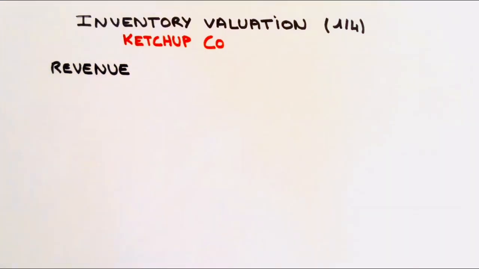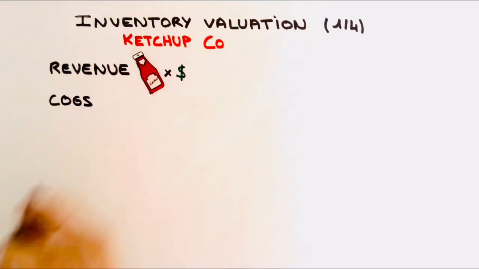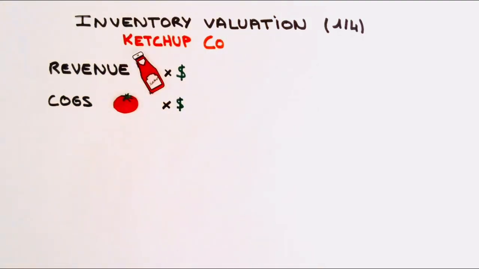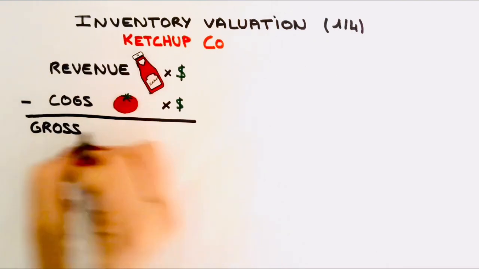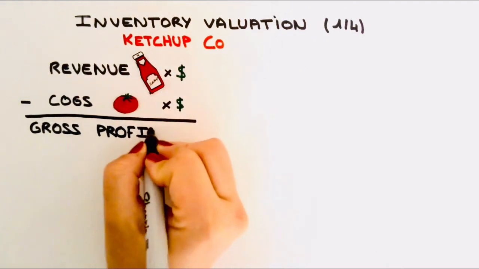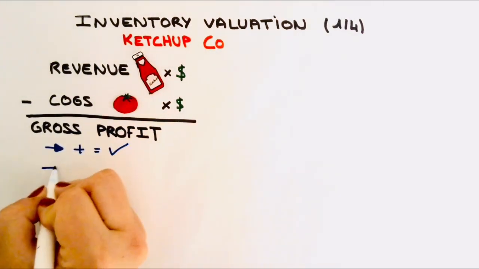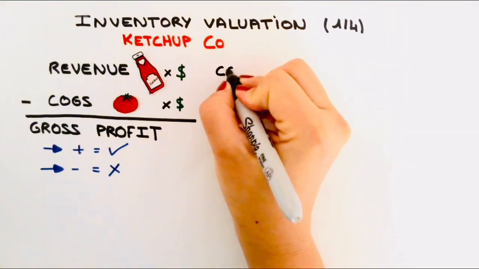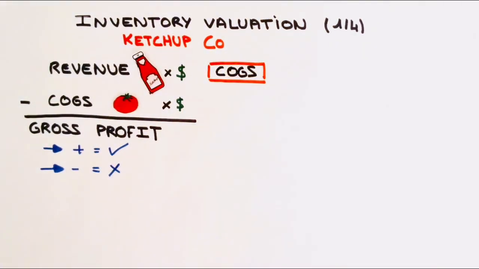For our ketchup company, the revenue will be the number of bottles of ketchup you sold during the year times how much you charged your client for it. Your cost of goods sold will be the number of tomatoes that you purchased during the year times how much it cost you. If you deduct your cost of goods sold from your revenue, you will find out your gross profit. If you find a positive number, it is a good sign. If instead you find a negative number, it means you are already selling your bottle of ketchup at a lower price than what it costs you to produce.